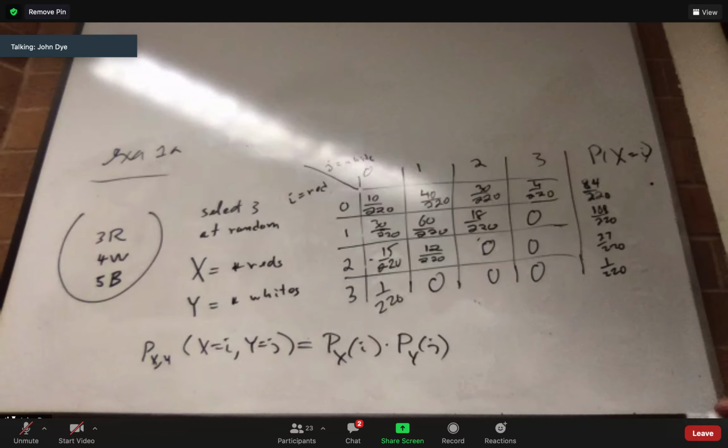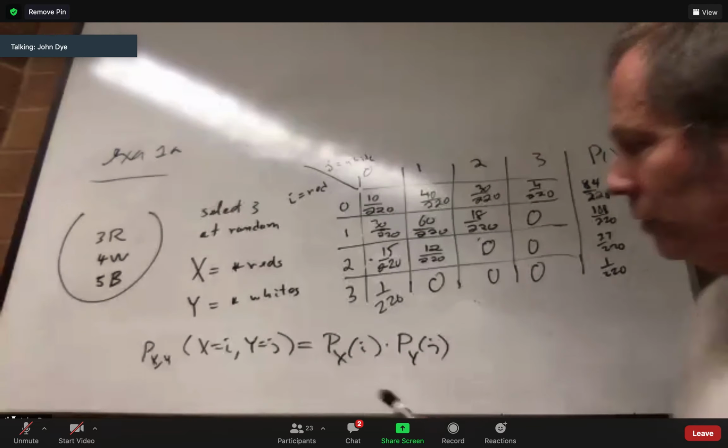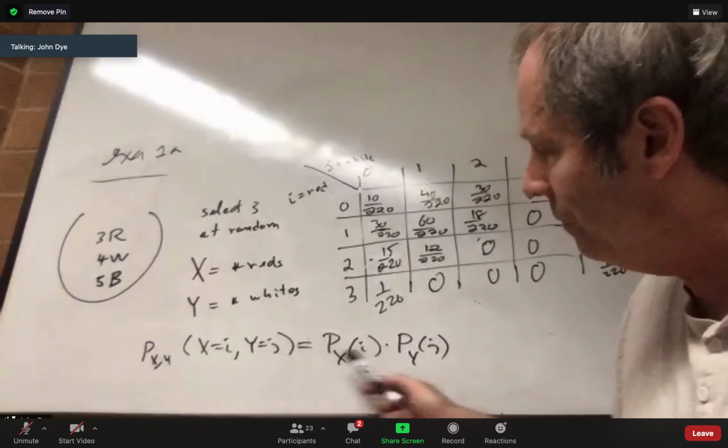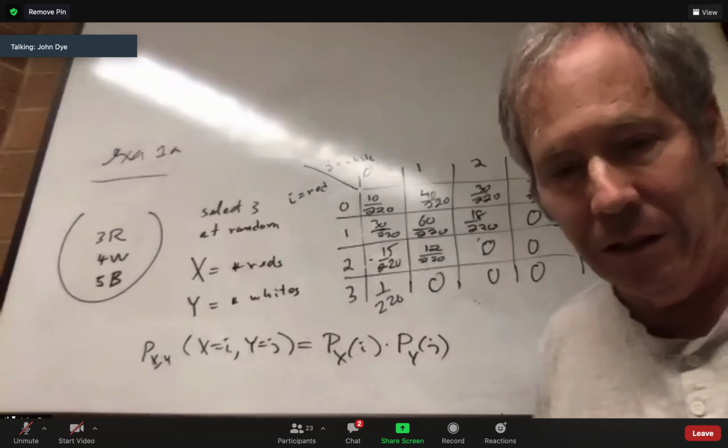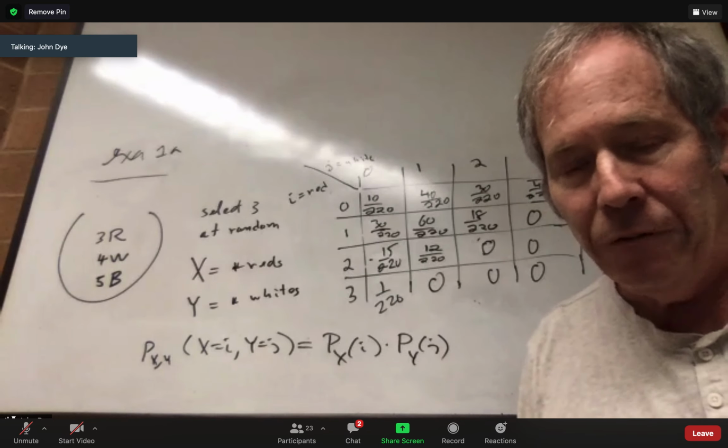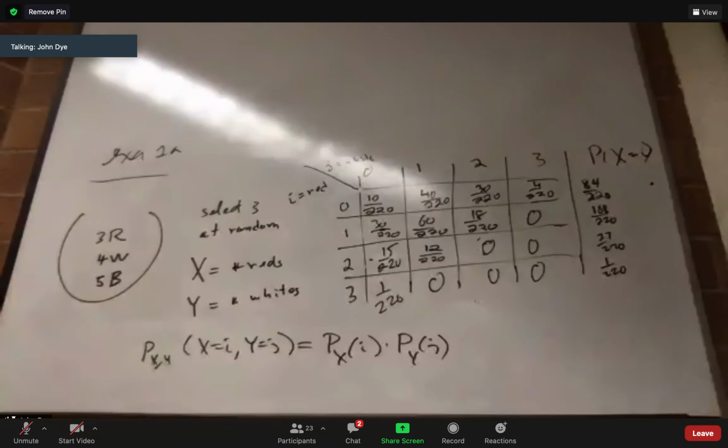Okay, so what I want to do now is show that if they're independent, this has to happen for all i and j. We have to split like this for all i and j. Can you find one where this has not happened?